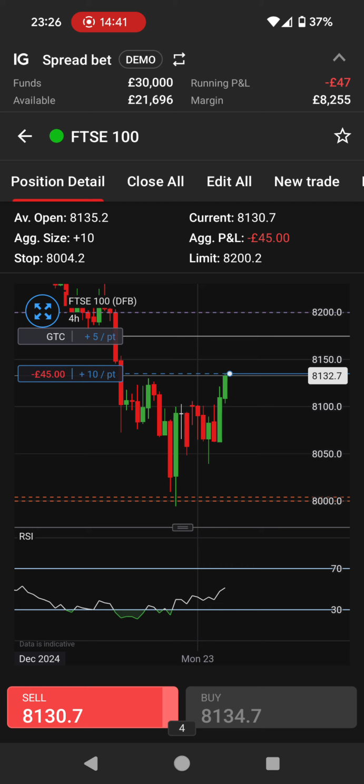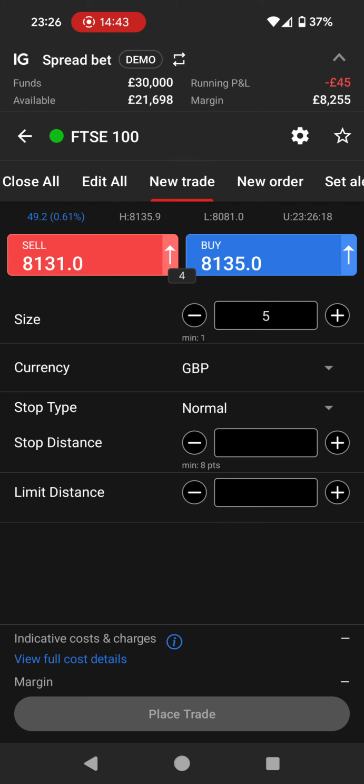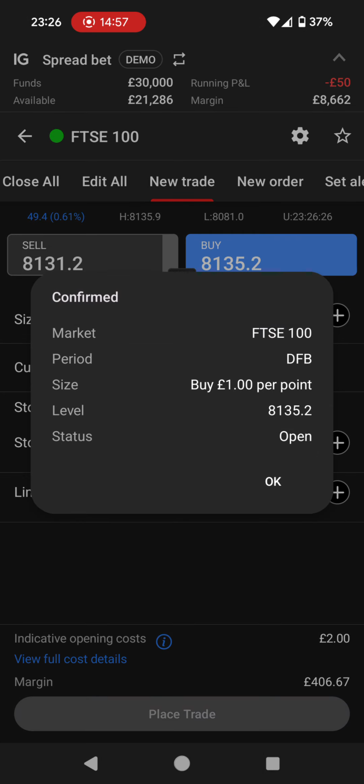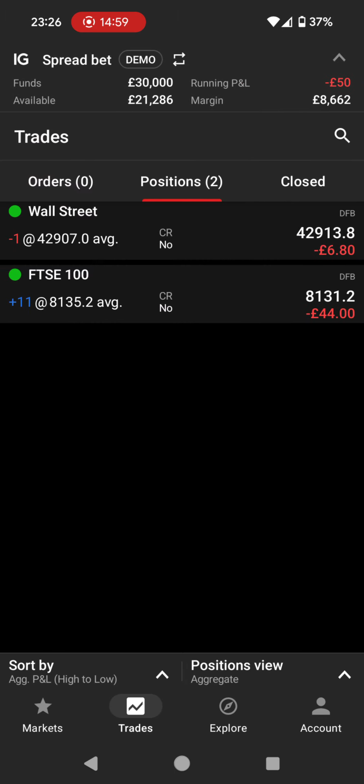If things move and you think, actually, I wish I'd put another £1 a point in there, there you go. Simple as that. Buy, size, place trade. There we go. So now you can see we've got 11 now.